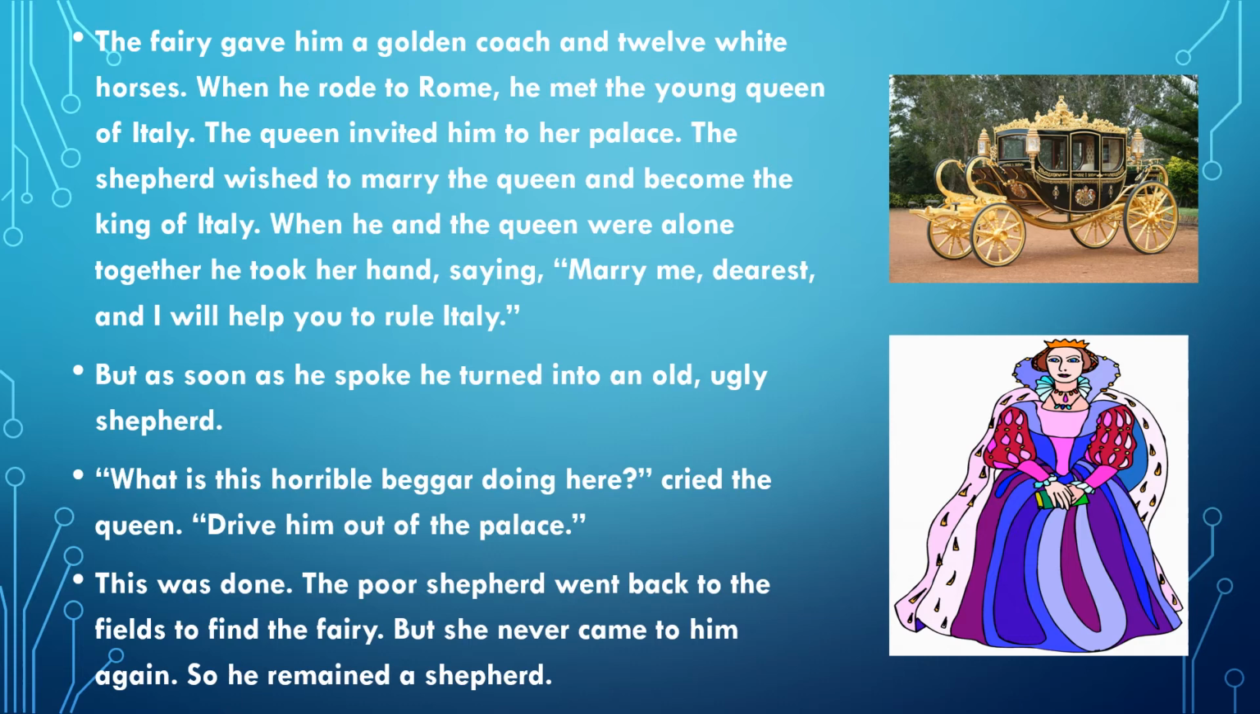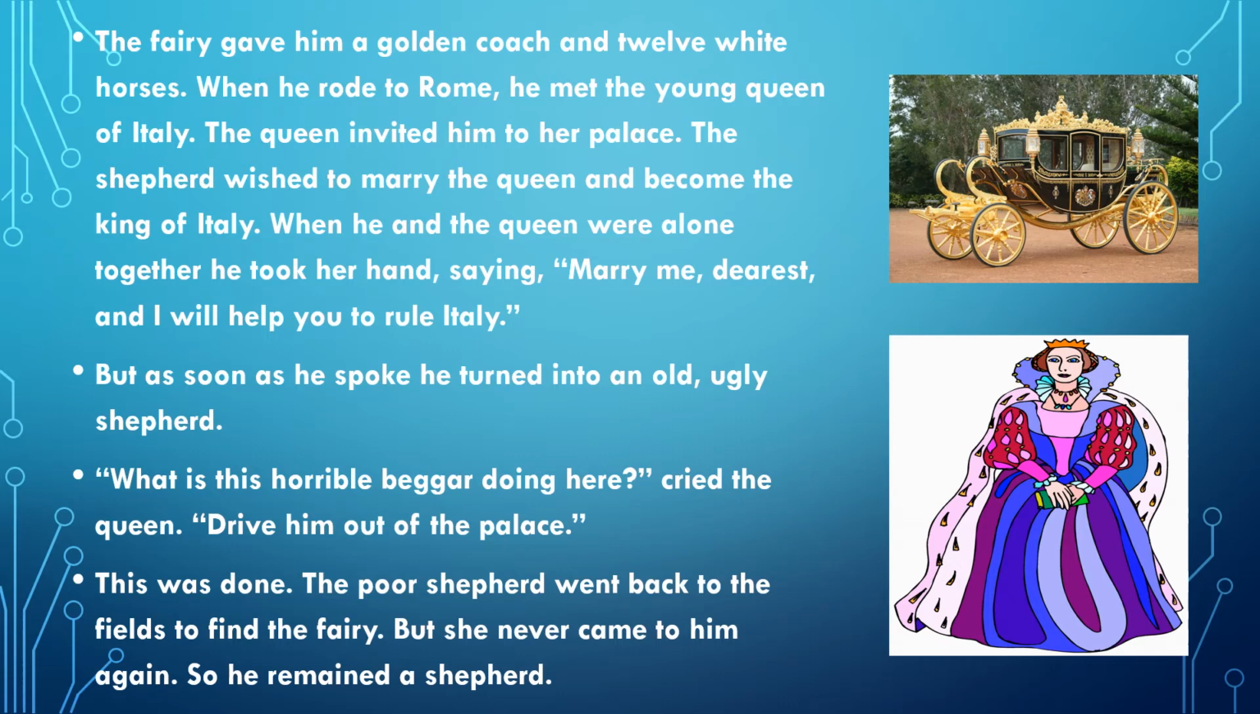And in her palace, when they were alone, the shepherd wished to marry the queen. He said, "My dearest, please marry me and I will become the king and help you to rule Italy." But as soon as he spoke these words, he immediately turned into the old ugly shepherd. Because it was magical, the ring that the fairy had given him was magical. And because the shepherd turned out to be a very greedy shepherd, he soon became an ugly and old shepherd again. And the queen was very, very angry.